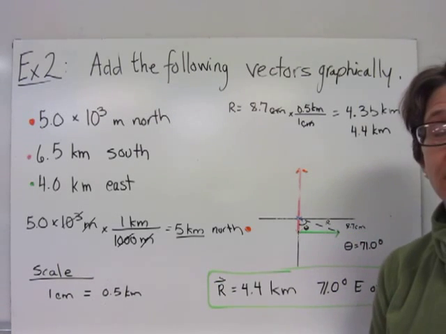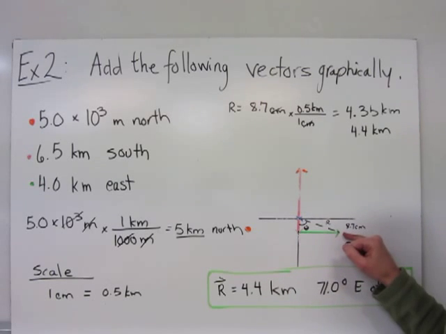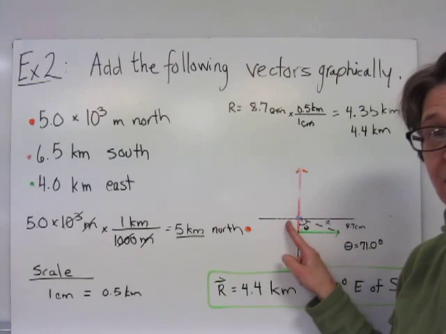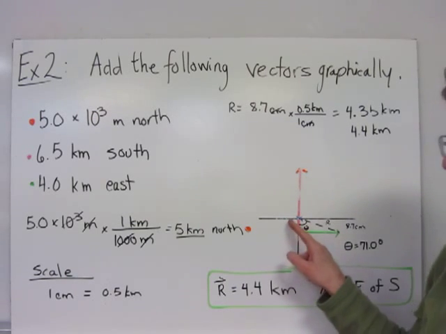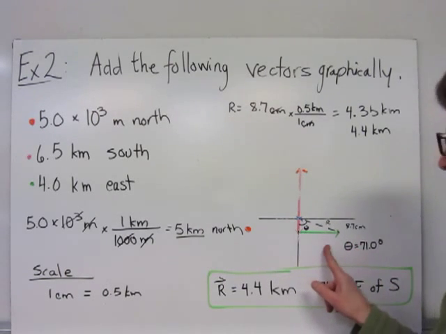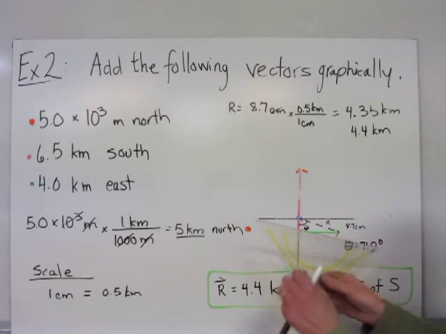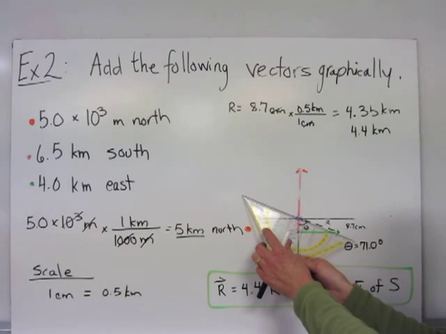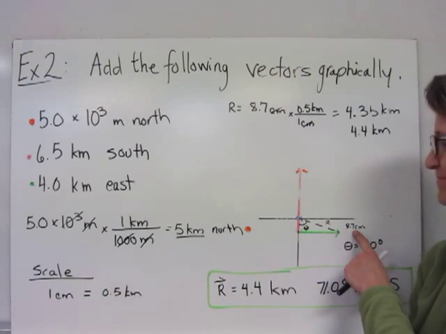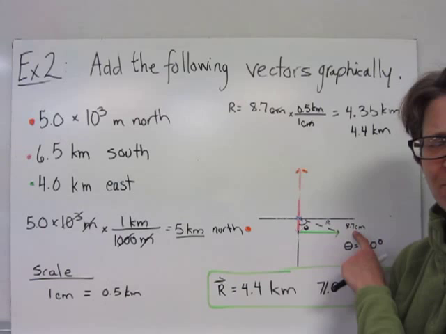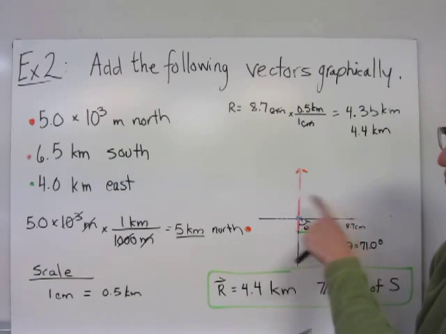Again, your goal is to find the resultant, which goes from the beginning of where you began the process at your origin to the tip of your last vector. So I just measured that using the ruler part of this protractor. I got about 8.7 centimeters. Hopefully you'll have a much more accurate number. It's hard with the thick pens.